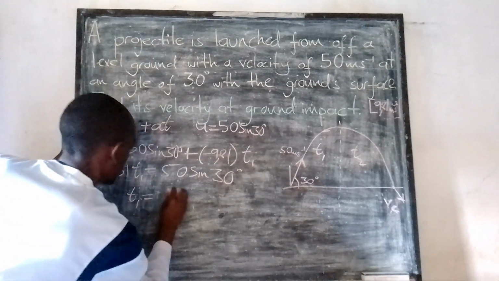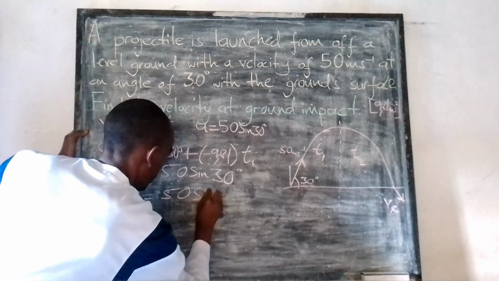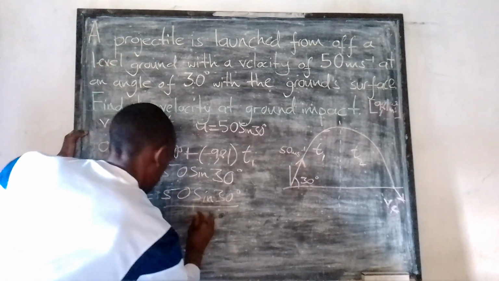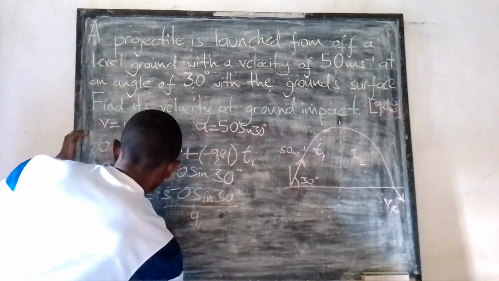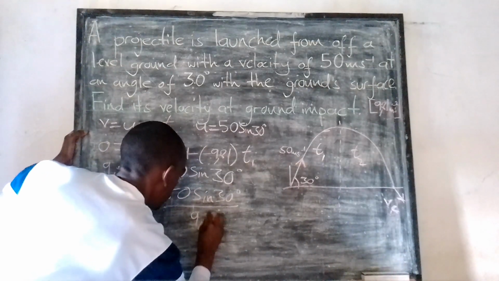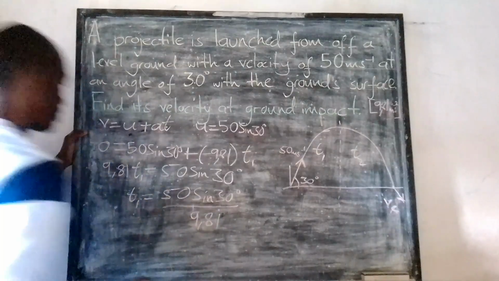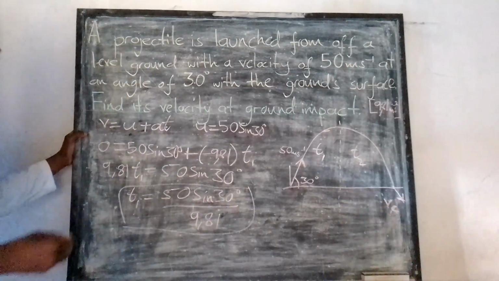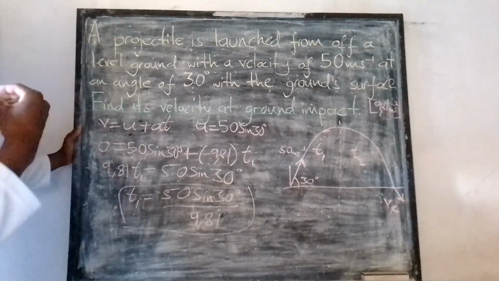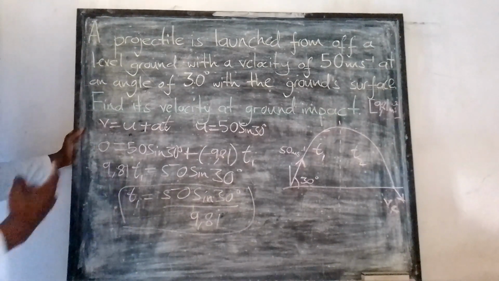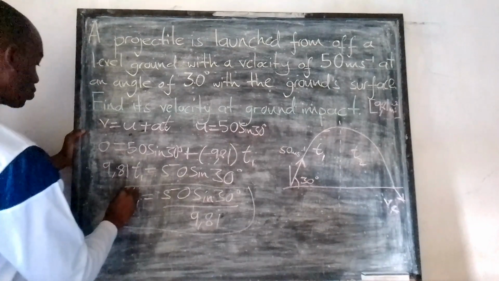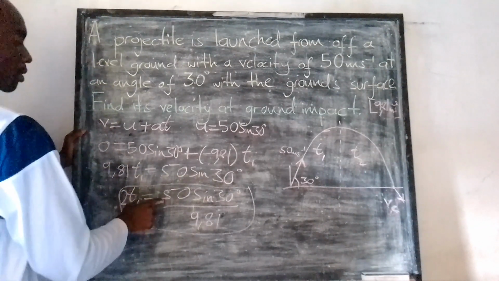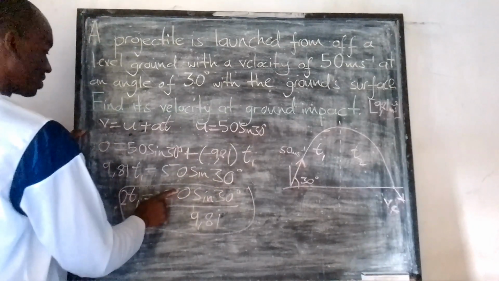Our t1 is equal to 50 sine 30 degrees all over 9.81. So this over here becomes our t1. But we want the time of flight in this case. So we simply multiply this by 2. If we multiply this by 2, we get 2t1. But if we multiply this side by 2, this turns into 100.